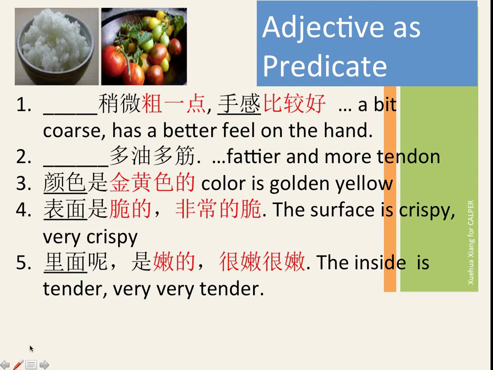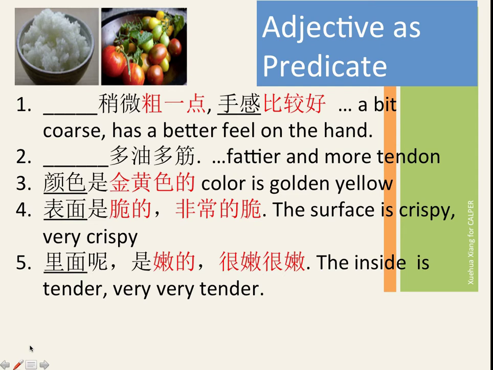Number 2, something 多油多筋. 多油 lots of fatty parts. 多筋 lots of tendon muscle parts. This is about chicken thighs being 多油多筋 compared to chicken breasts.